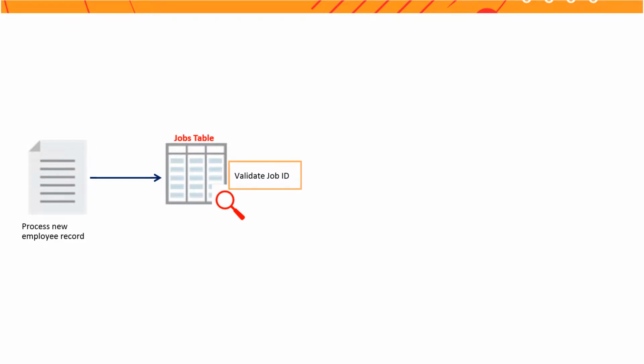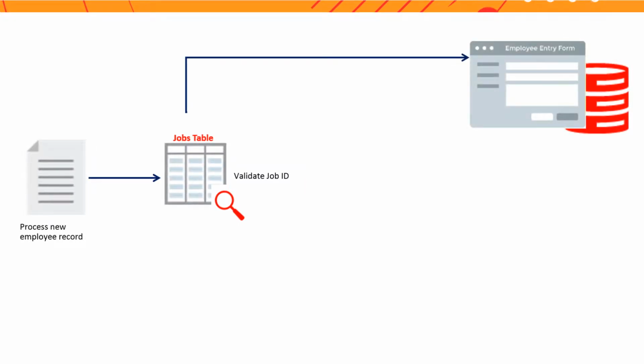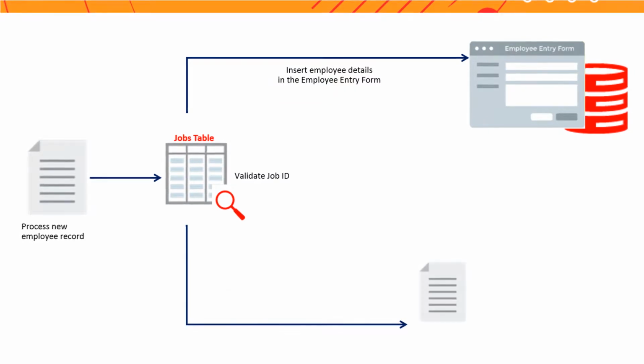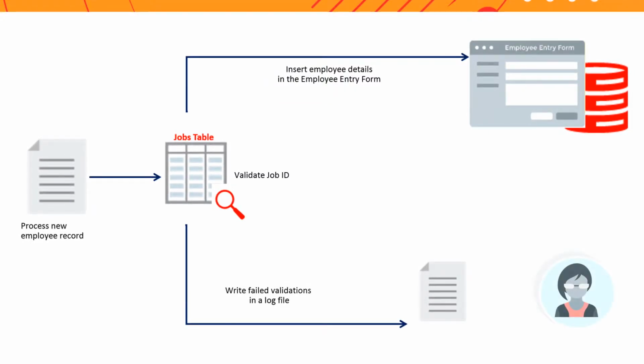While processing new employee records and updating the employee entry form, Jill has to perform the following steps. Step 1. Validate the job ID. Step 2. If the job ID is valid, then insert all details of the employee such as name, date of birth, job title, salary, and so on. Step 3. If the job ID is not valid, then write it to a log file.